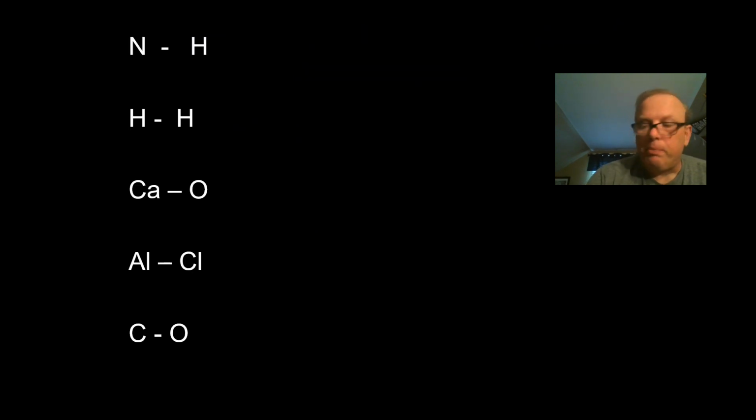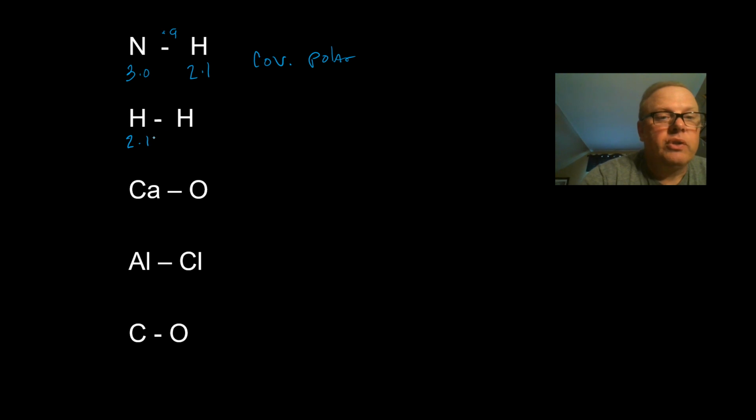Let's look at some examples. Nitrogen here has a value of 3.0. Hydrogen's value is 2.1. The difference between these two numbers is 0.9. Because that difference is 0.9, this is covalent and polar. Both of these hydrogens are 2.1. Because they're both 2.1, they're equal, so this is covalent and nonpolar.